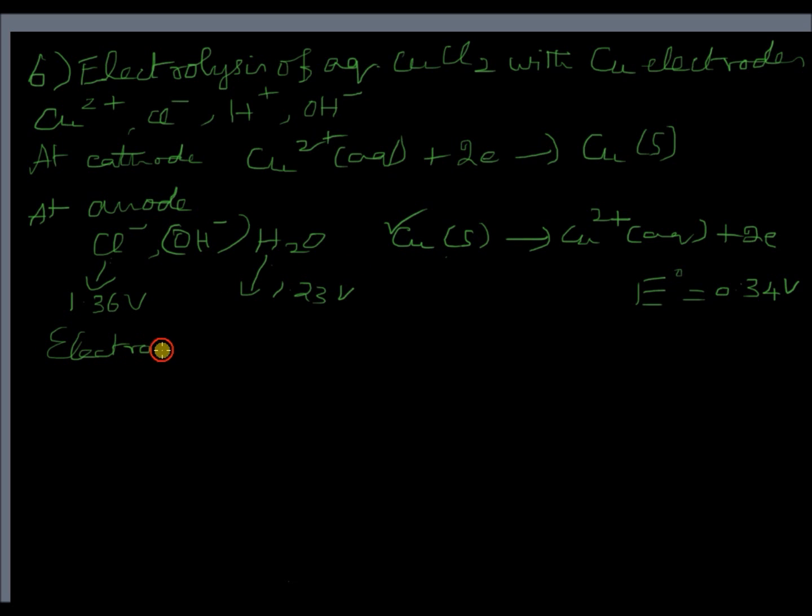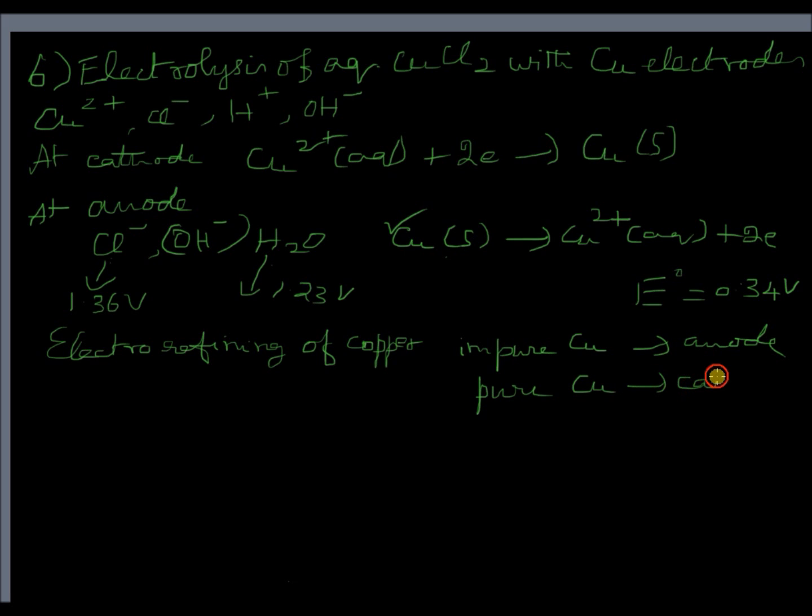In electrorefining of copper, which you have studied in connection with metallurgical operations, see, at the anode we use impure copper. We take impure copper as anode and a pure strip of copper metal as cathode, isn't it?